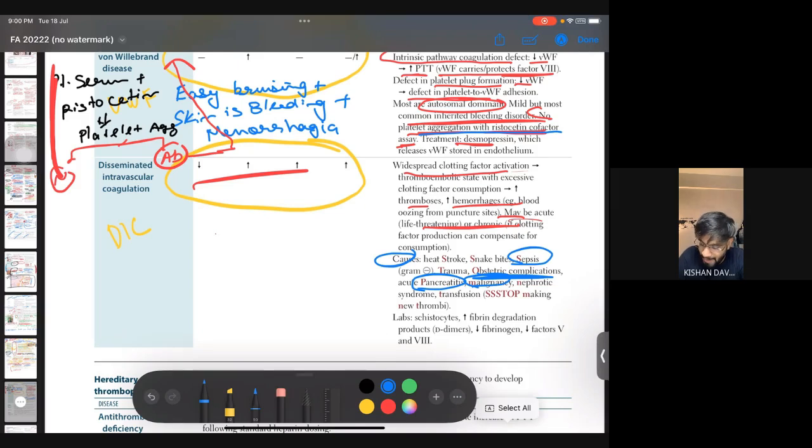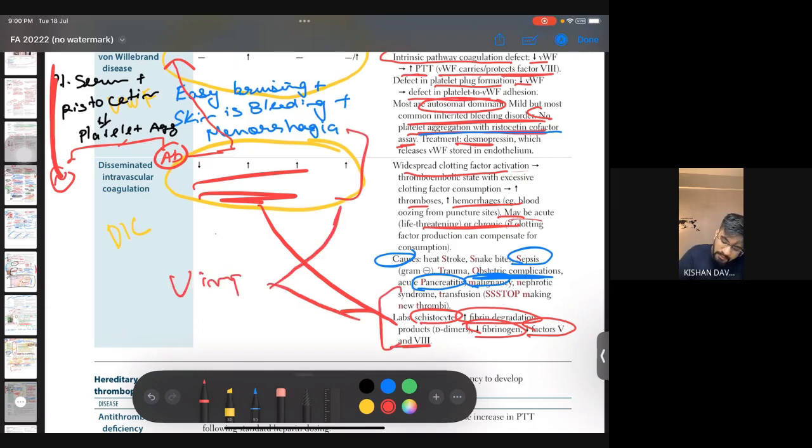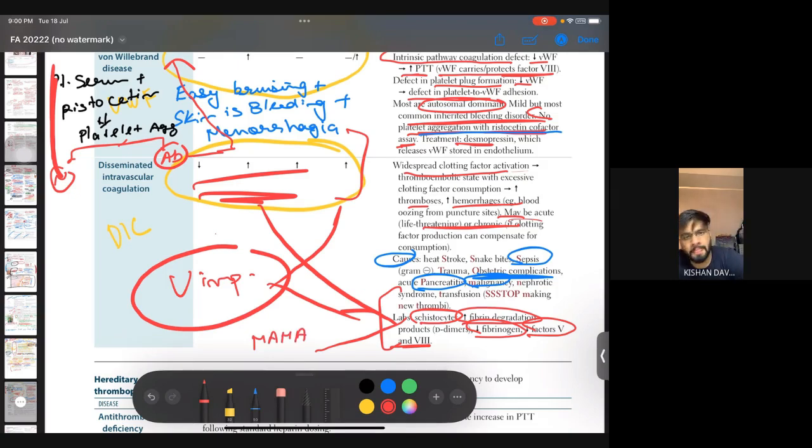Okay, now labs. Apart from the earlier labs, these labs are also important. Increase in schistocytes, increase in fibrin degradation products, decrease in fibrinogen, decrease in factors 5 and 8. Okay, so both of these lab sets are very important and they will be asking you both of them. Now you can say there are schistocytes, so sometimes they may confuse you with MAHA also. Okay, they can say there is MAHA also occurring in the patient, so you don't have to get confused.